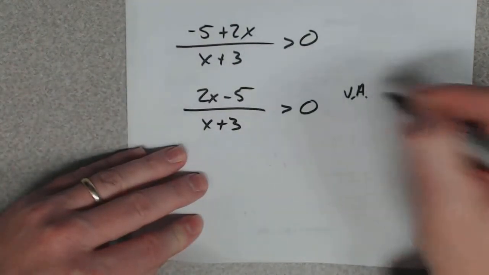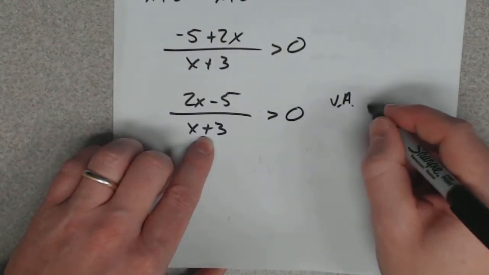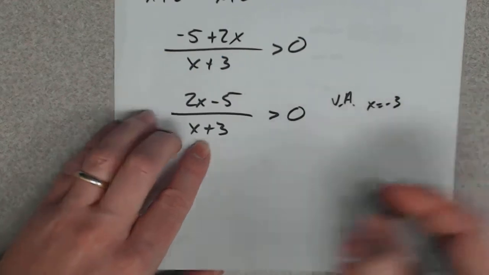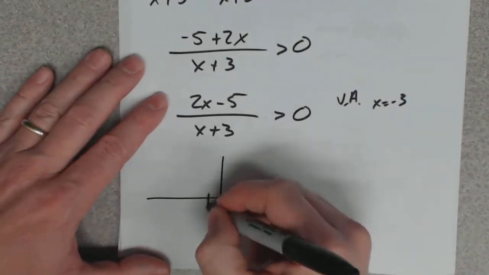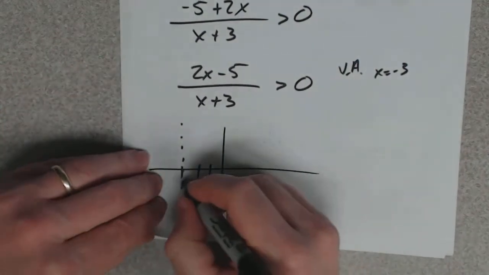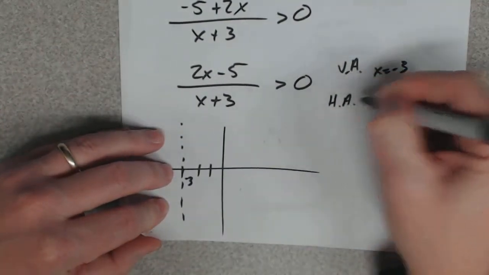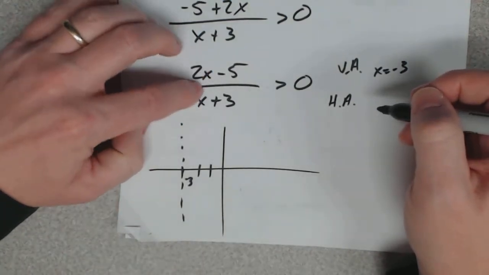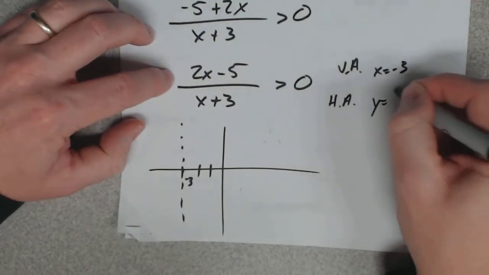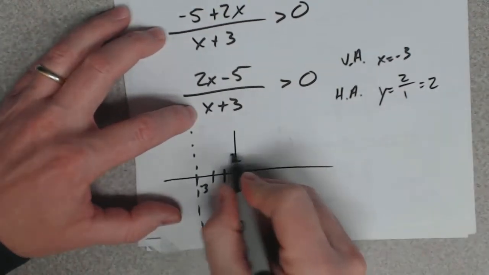Vertical asymptote. If I was going to graph this, what would be my vertical asymptote? Check the bottom equal to 0, so x equals -3. Okay, there's -3. Horizontal asymptote. Degrees are the same. They're both 1. So you take your coefficient divided by coefficient, and you get 2. Y equals 2.